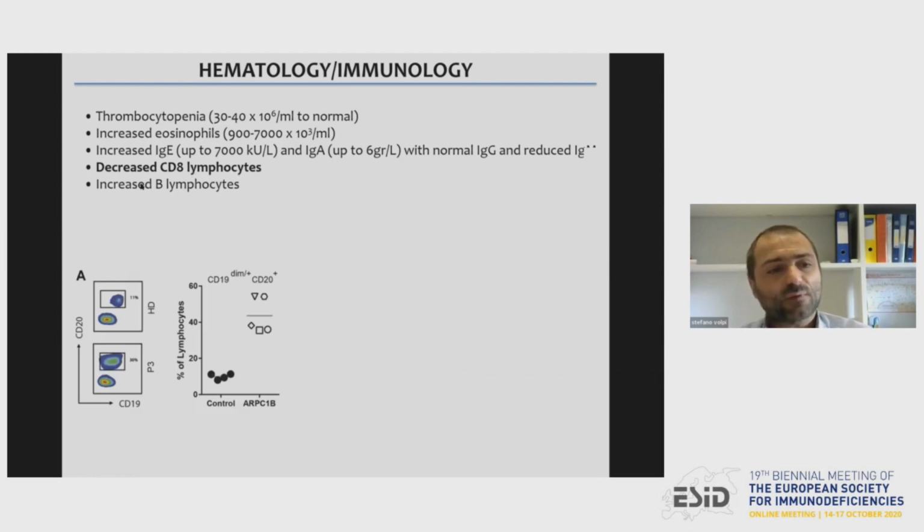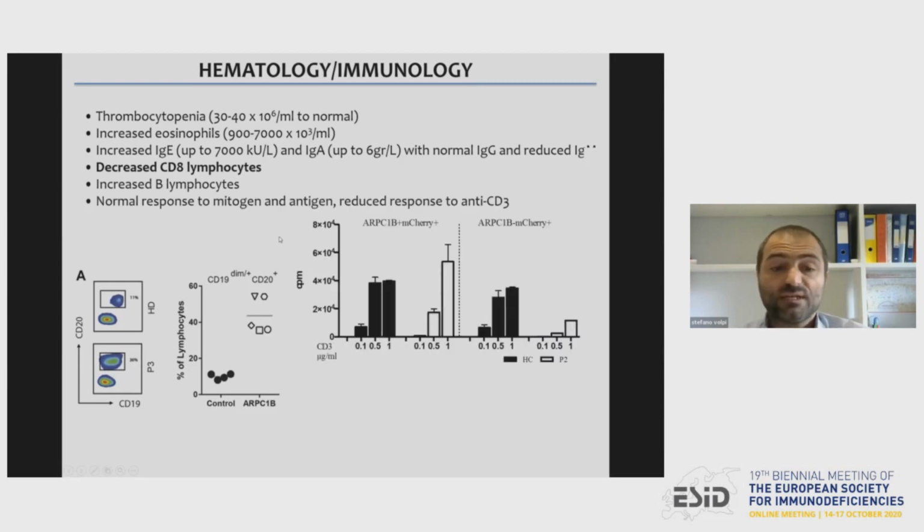There's an increase in B lymphocytes, both in the percentage, as you can see here. This is an effect showing CD19 and CD20 expression. You see in one patient an increase in percentages, but also in absolute numbers. And this has been reported in several patients. There's a defect, a mild defect in proliferation.